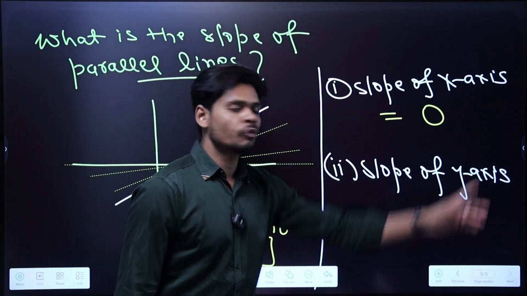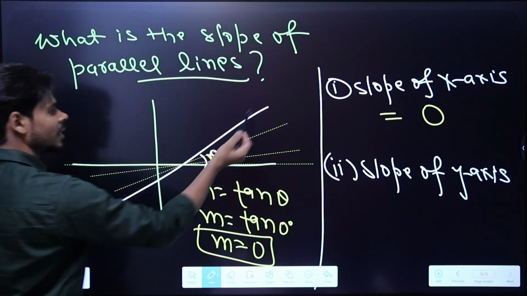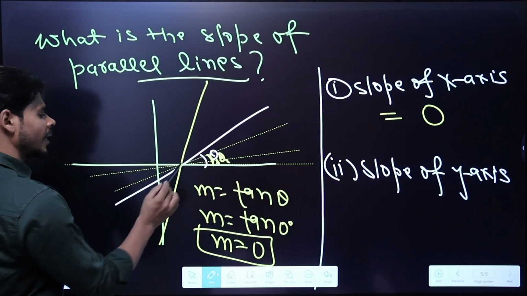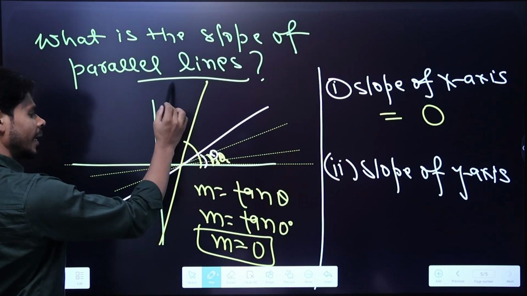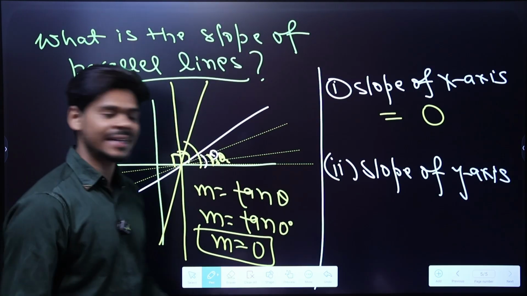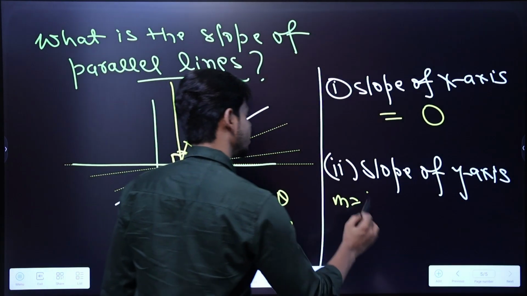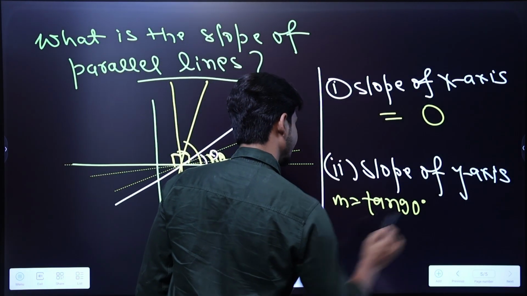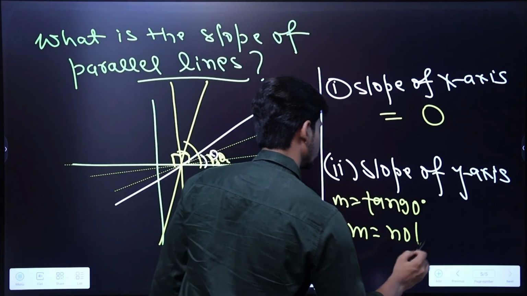Next, slope of y-axis. If you see this line, later I made it like this, making more angle, but actually it is making 90 degree with the x-axis. So m is equal to tan 90 degree. And what is tan 90 degree? Tan 90 degree is not defined.